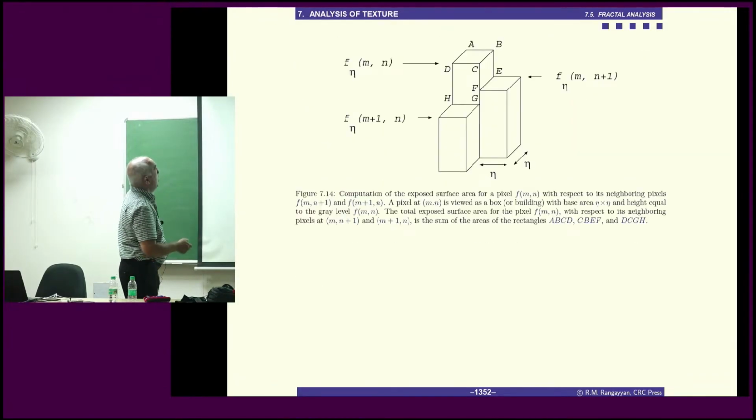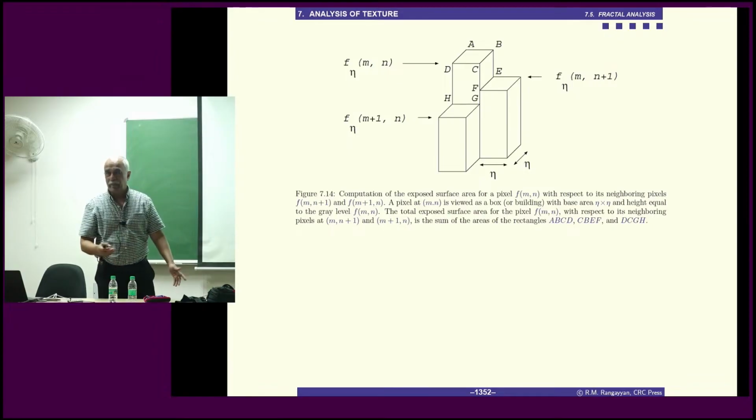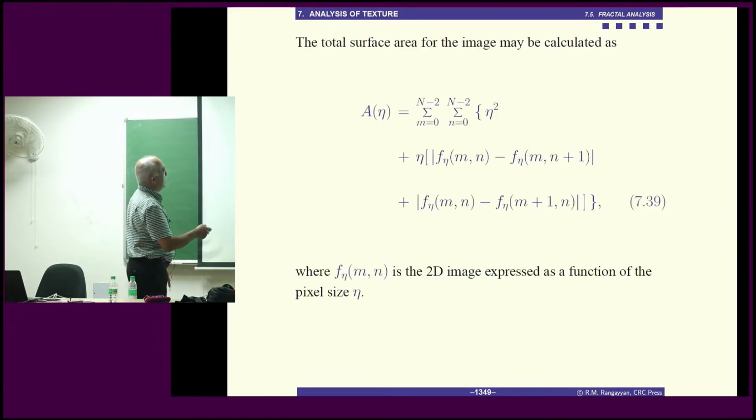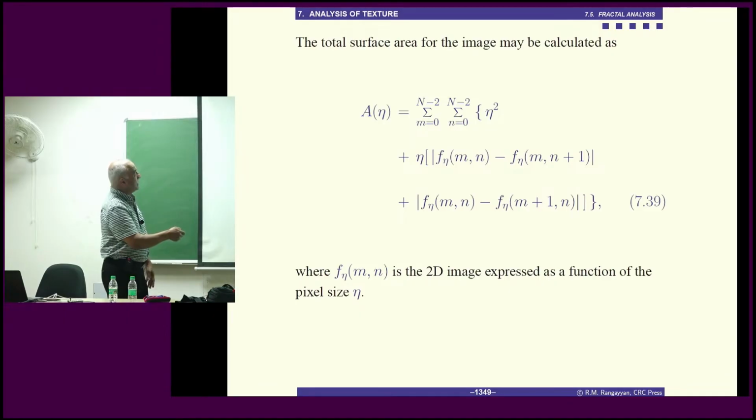There's a picture there. So these are like buildings in downtown or somewhere. Let's say they are adjacent, and you want to cover not only the top areas but also these exposed areas in between the blocks. If all of the blocks have the same height, then you don't have these exposed areas in between them. Right? So the total surface area of the image is eta square plus eta times the difference between the adjacent pixel values. So if the differences are 0, then you just have eta square and as many blocks as you have.